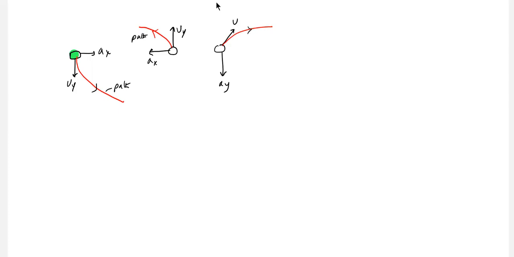Then if the particle is having velocity like this, it can have velocity in any direction, and let there be acceleration in this direction. Then how will the particle move? The particle will deviate in this direction. It will be a parabolic path.